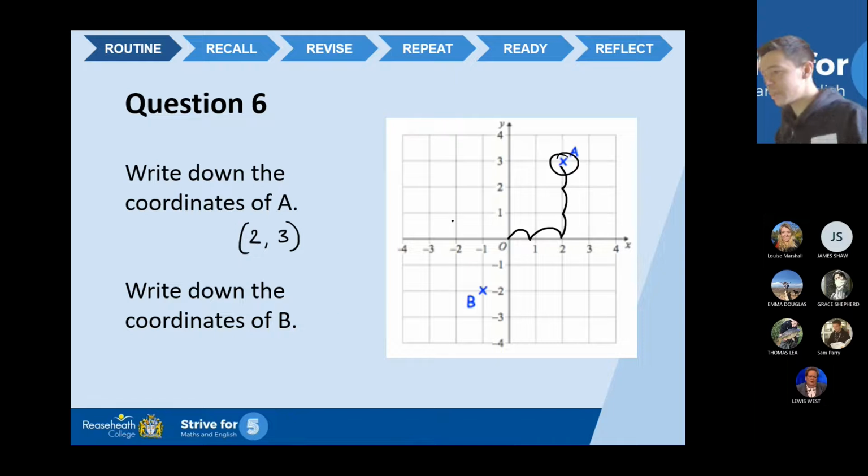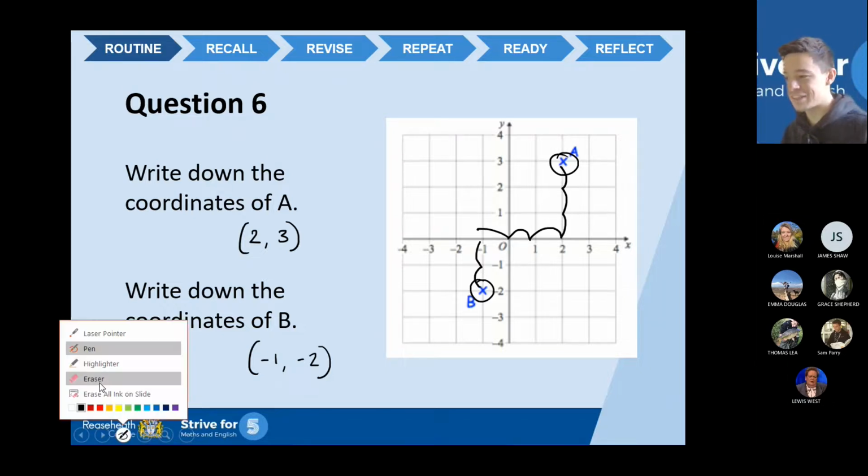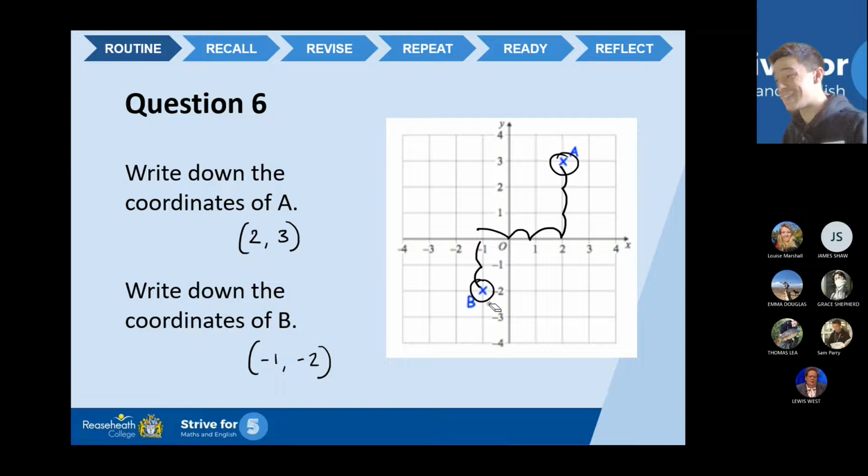Perfect. Okay. Now here we're going back 1, so it's going to be -1, and then we're going down to -2. Okay. So -1, -2, boom, there is B. So along the corridor, up or down the stairs. That's the best way. I've remembered that strategy, that explanation since day 1. So hopefully you guys have utilized that.